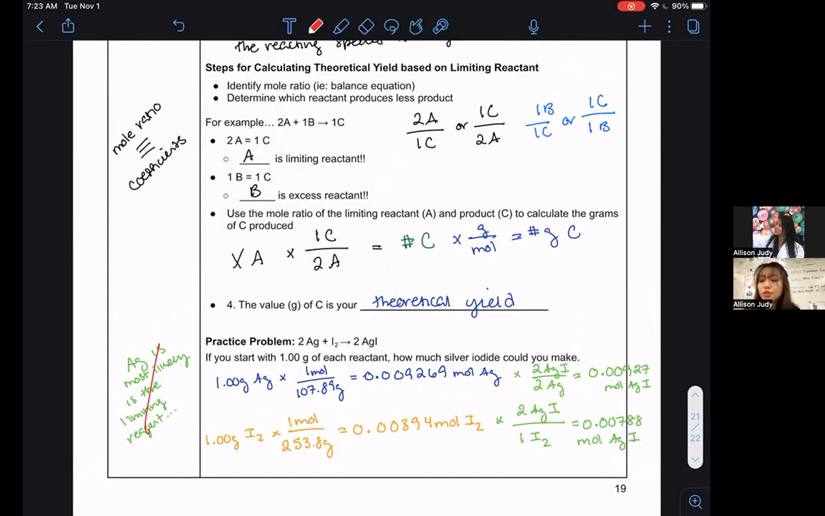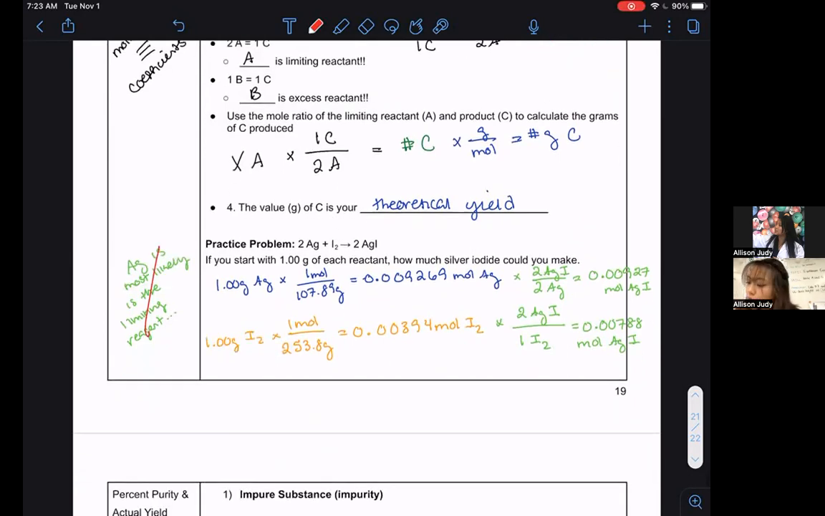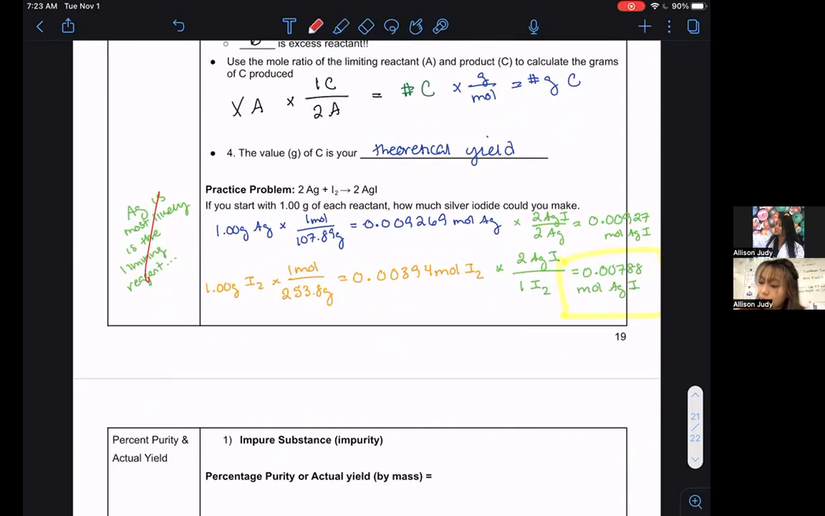Don't forget that you have to use the data given to you. If I tell you I have 1 gram of each reactant, you actually have to follow through the entire process of the stoichiometry to actually see which reactant is truly your limiting based on how much of it you actually have in the back room, in the stock room. So here we see that it's actually iodine that ends up being the limiting reagent. I get less moles of product. And now all I have to do is take that moles of product and turn it into grams of product.